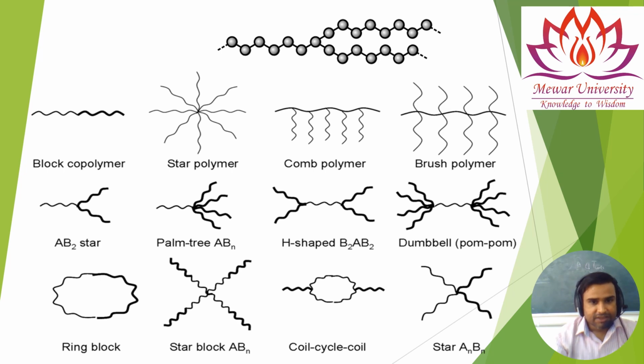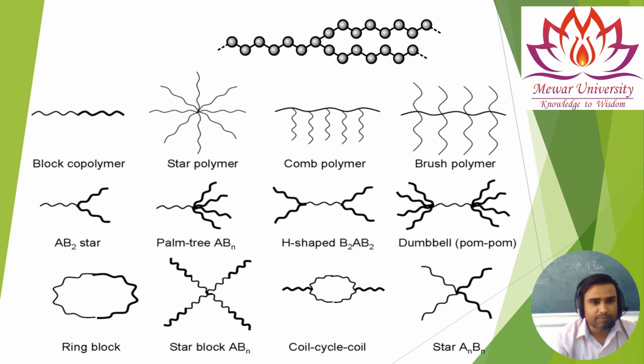Next is the H-shaped polymer, called B2AB2, meaning two particles of the B component, one particle of the A component, and again two particles of the B component. The shape looks like an H, so it is called an H-shaped polymer. Next is the dumbbell, or pom-pom. You can see the pom-pom structure.